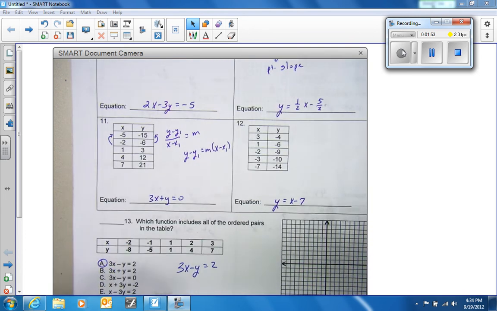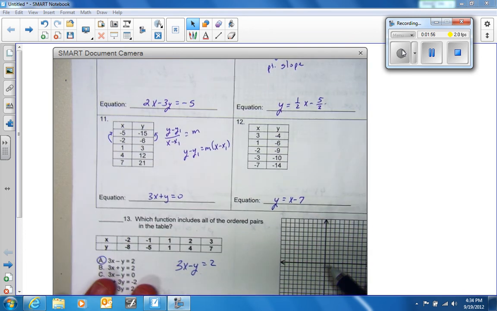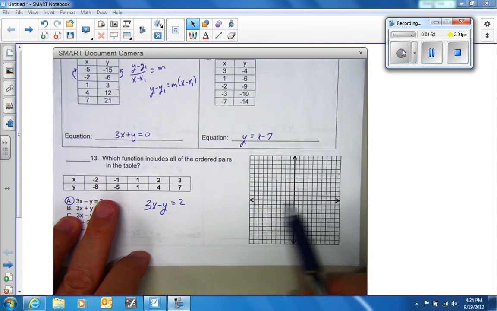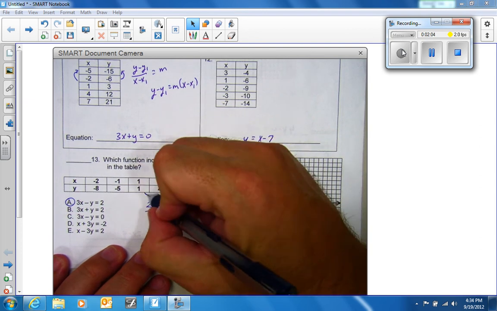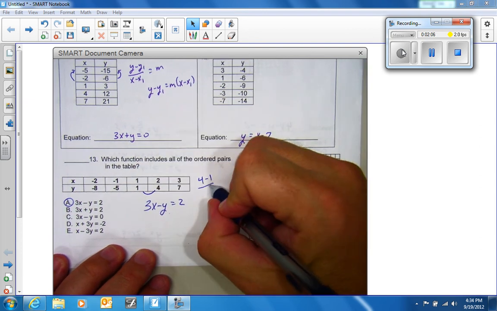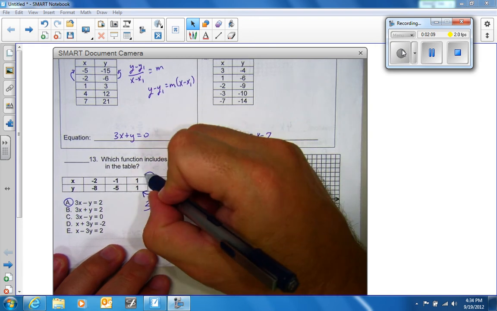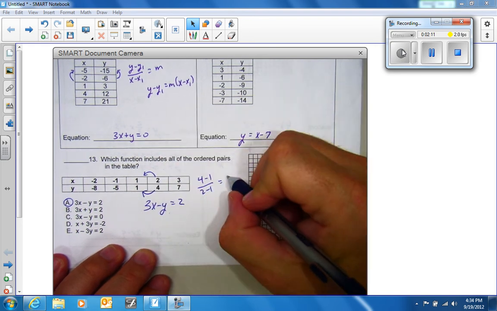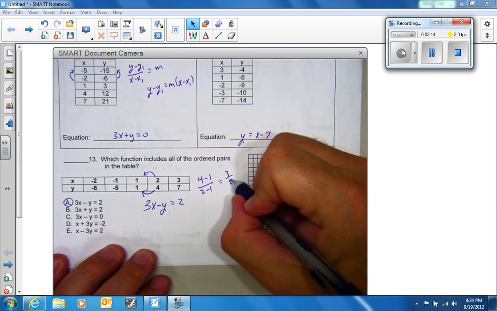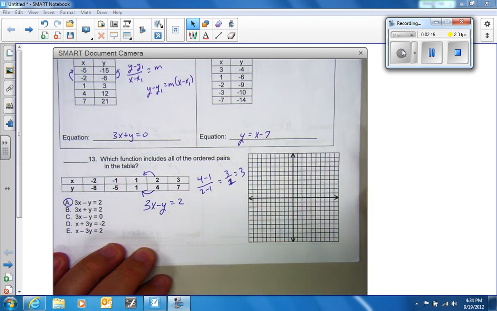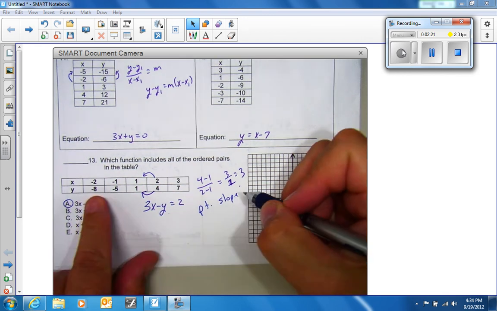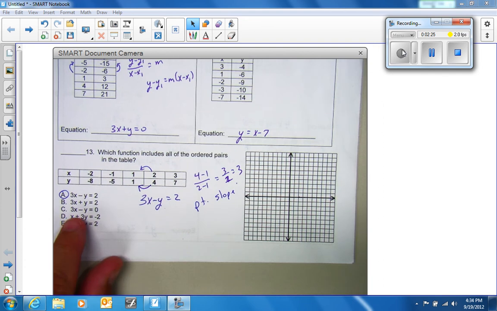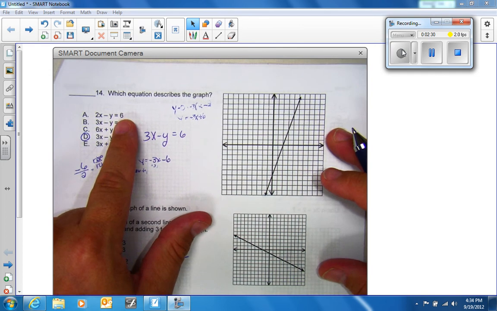On number 13, again, you could either graph all these points and find the slope, or you could do change in y over change in x. So 4 minus 1 over 2 minus 1. And you would have gotten 3 over 1, which is a slope of 3. And then you would use point-slope form. You can choose any of these points with that slope and then solve and then put it in standard form eventually.